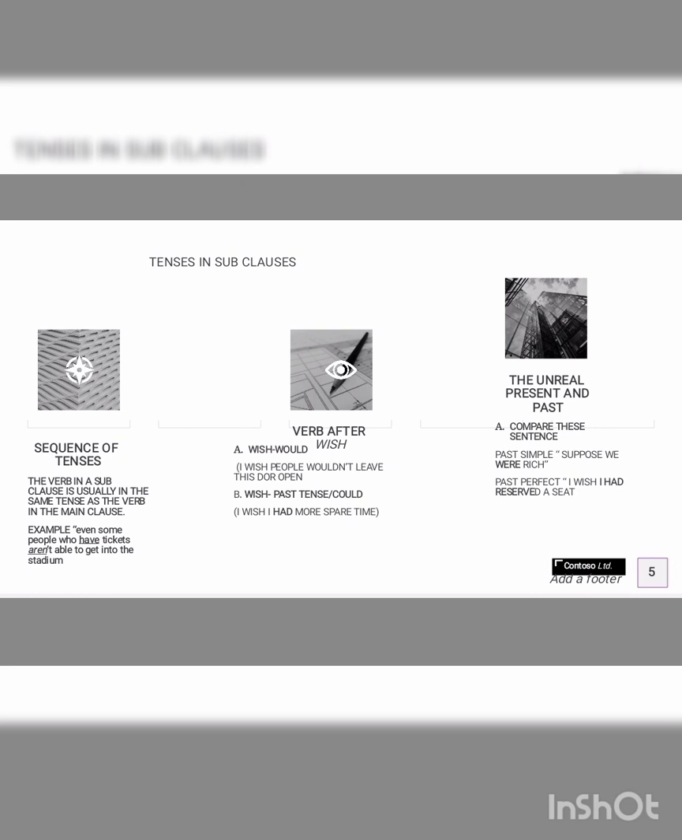Tenses in subclauses. Sequence of tenses. The verb in a subclause is usually in the same tense as the verb in the main clause. Example: even some people who have tickets aren't able to get into the stadium.